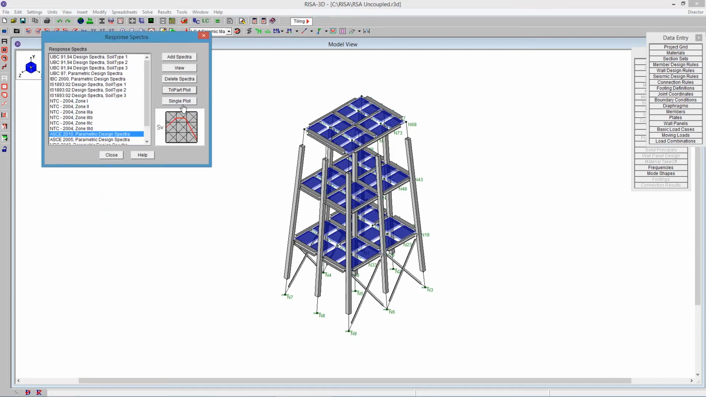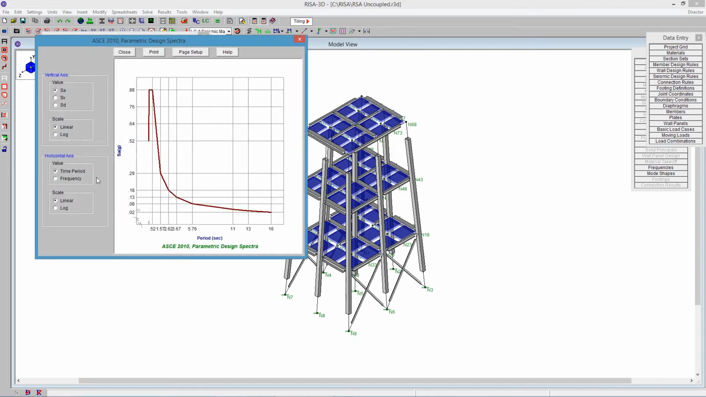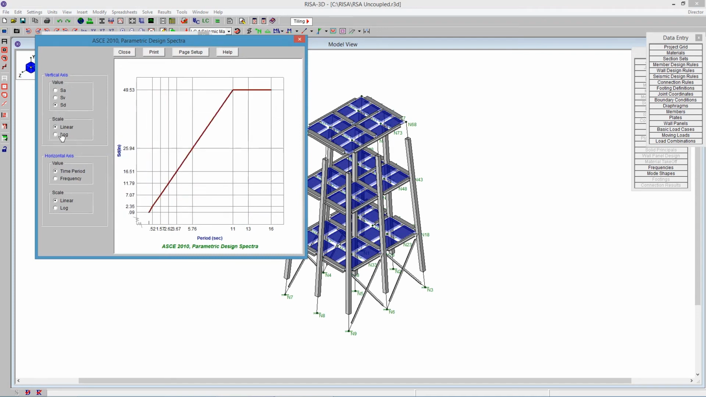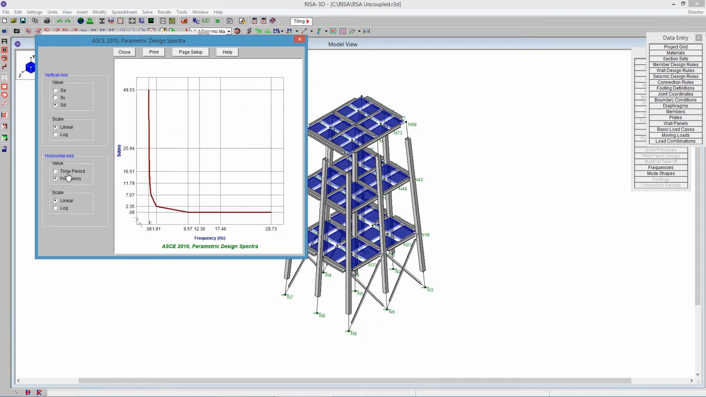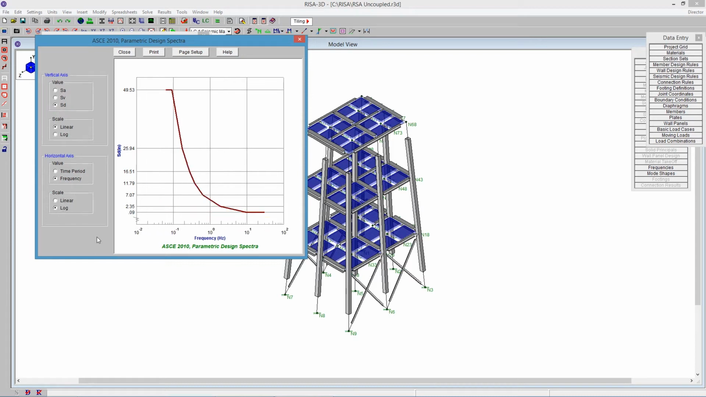You can also do this as a single plot, again entering those values in, and you can switch between the different spectra values. If you want it linear or log, you can change that, and you can also change the time or frequency there, period. Again, you can change the different pieces. So it's helpful in order to see the different ways on a graph.